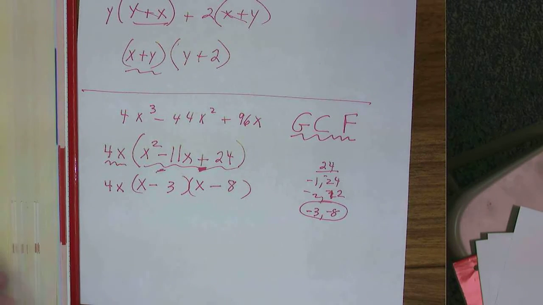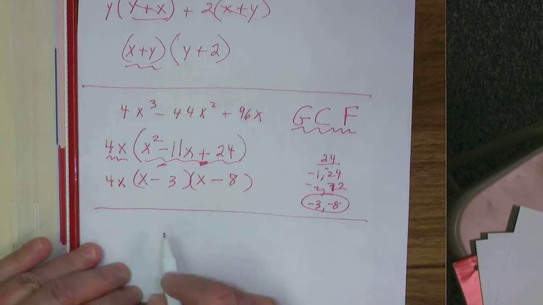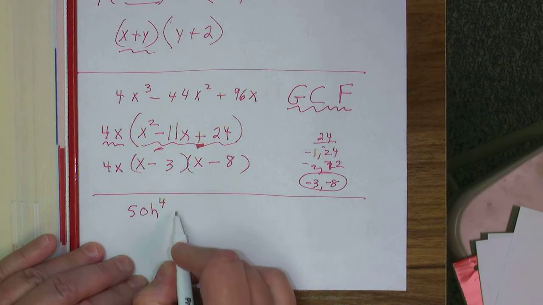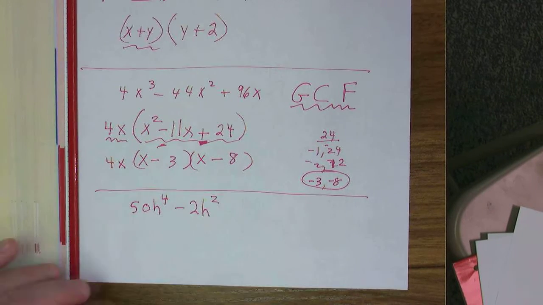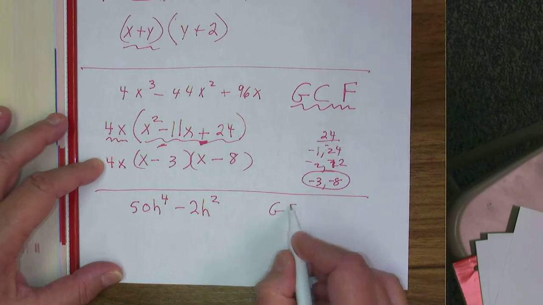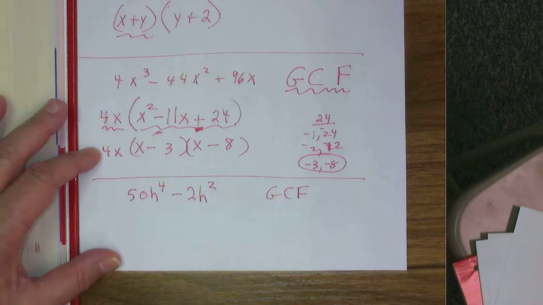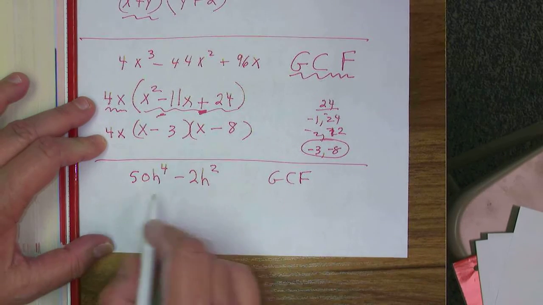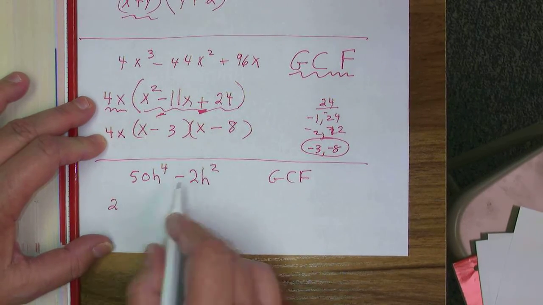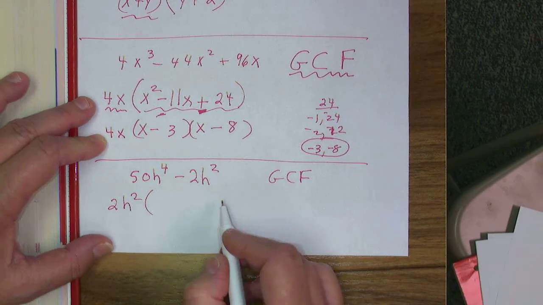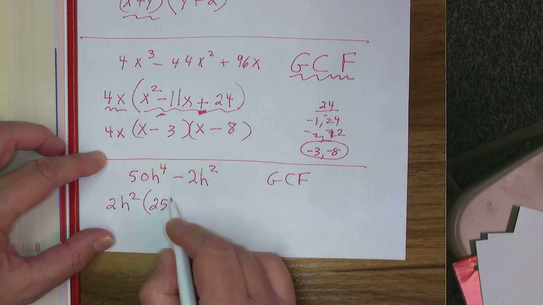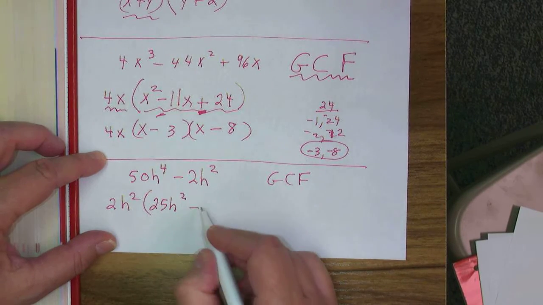Let's look at 50h to the 4th minus 2h squared. Now remember, GCF first, if there is one. These are both divisible by 2. They both have 2 h's. So I'm going to factor that out. I'll get 25h squared minus 1.